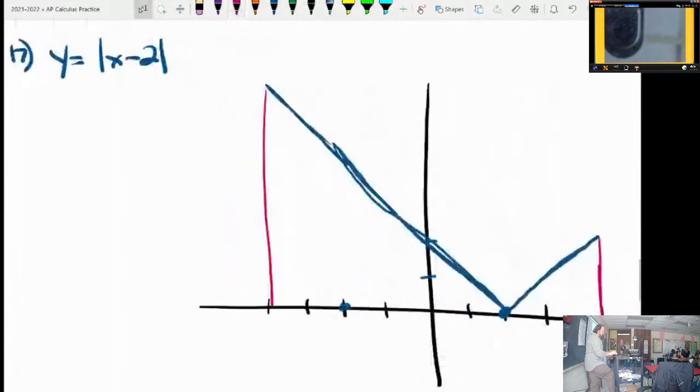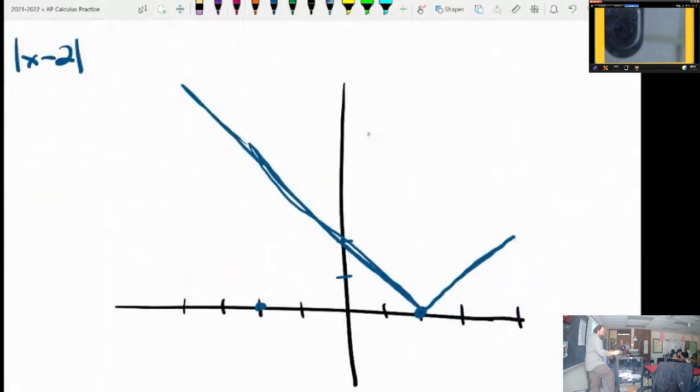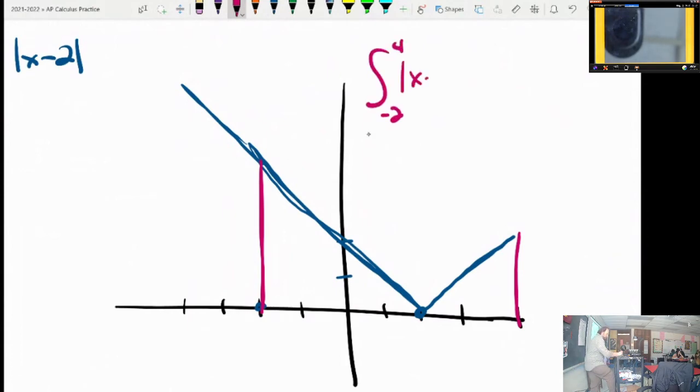This is the integral from -2 to 4, right? I keep drawing this wrong. I'm all confuzzled over here. It's always -2 to 4. There we go. That's what I want. Perfect. Should look something like that. We're doing the integral from -2 to 4 of the absolute value of x minus 2 dx.